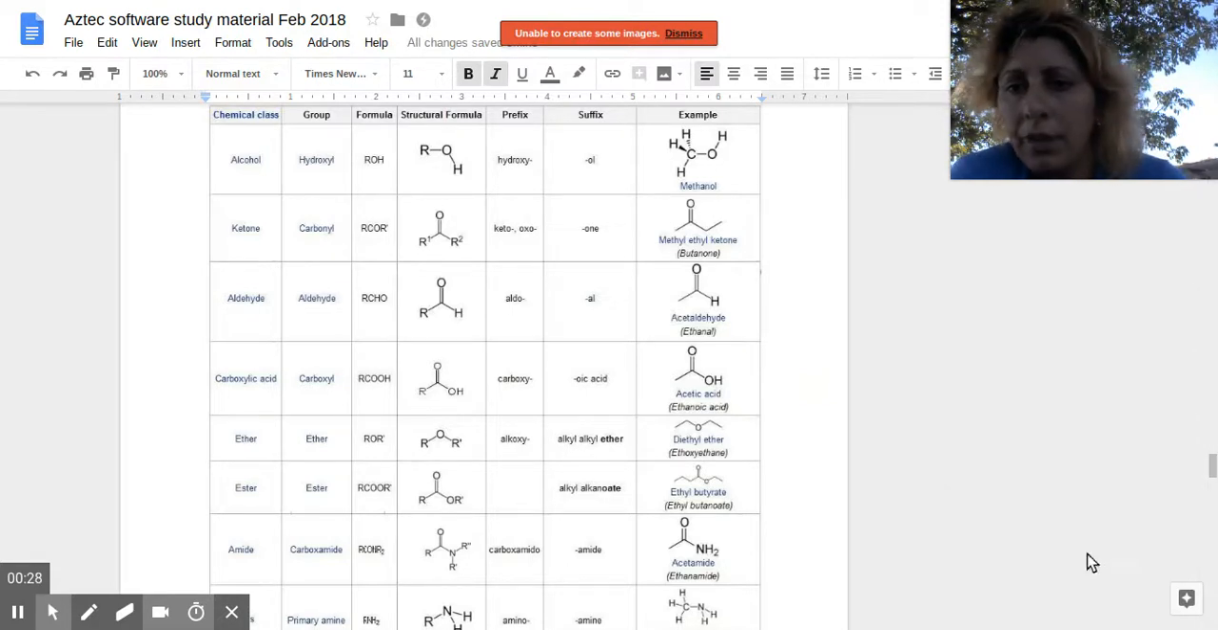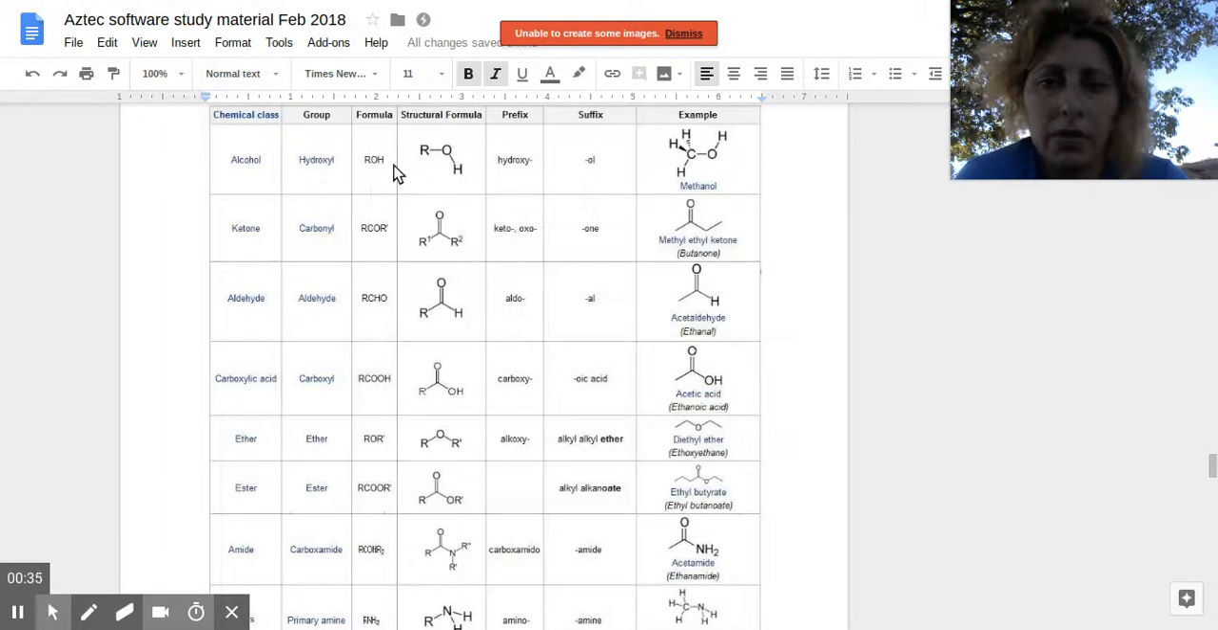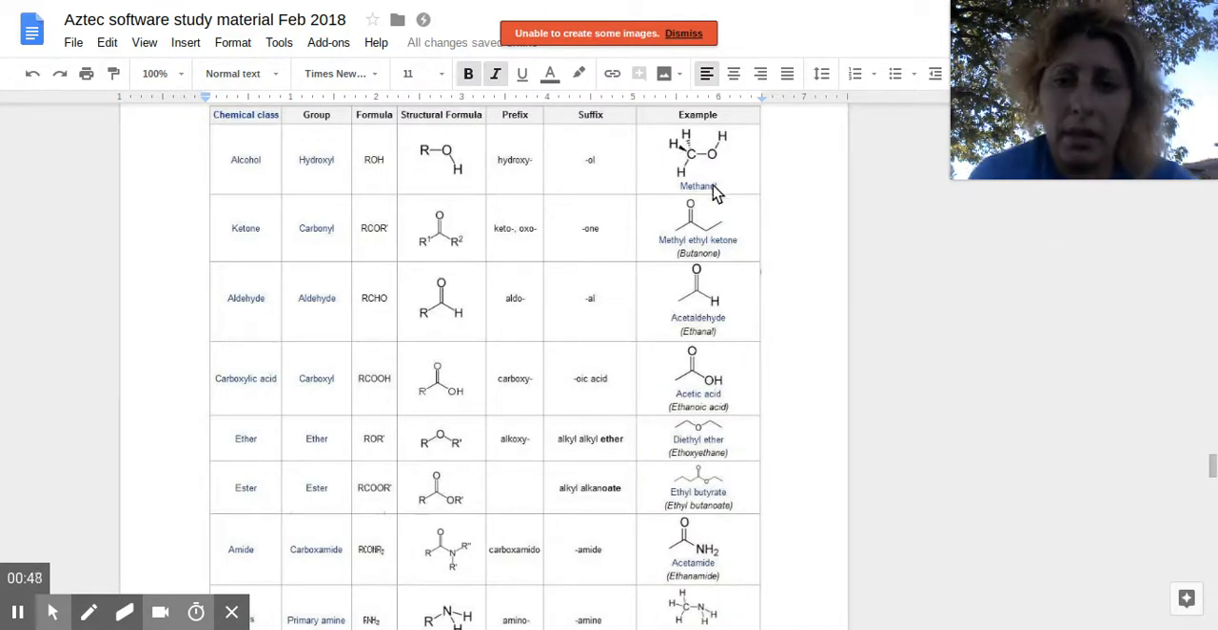So an alcohol is a chemical class called a hydroxyl group. ROH is the formula. R stands for the rest of the substrate molecule bound to that group. So hydroxy means ROH. An example is methanol here: carbon, 3 hydrogens, and OH.